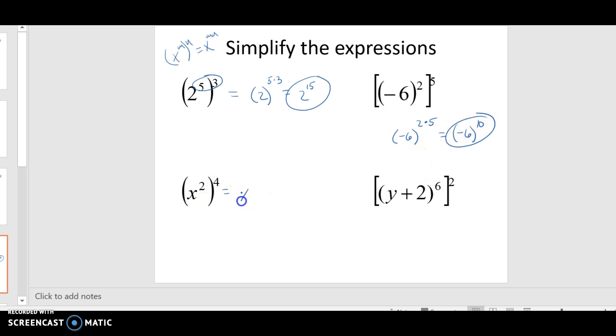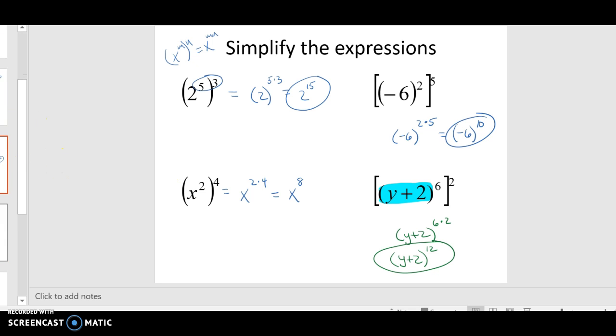x to the second to the fourth is x to the 2 times 4, which would give me x to the 8th. Power to a power, we multiply. Now in this last example, what you have to understand is this here is my base. I have to write that and keep it in parentheses as y plus 2. Now I'm going to go ahead and multiply the exponents, and I end up with an answer of y plus 2 all to the 12th power. Okay, so remember, a power to a power, we are basically multiplying the exponents.